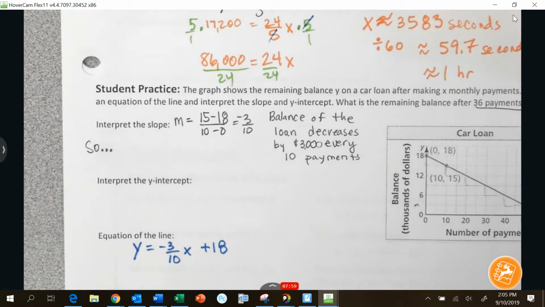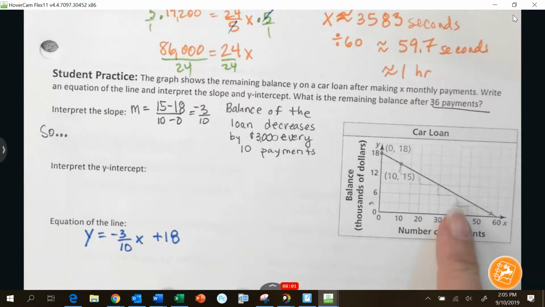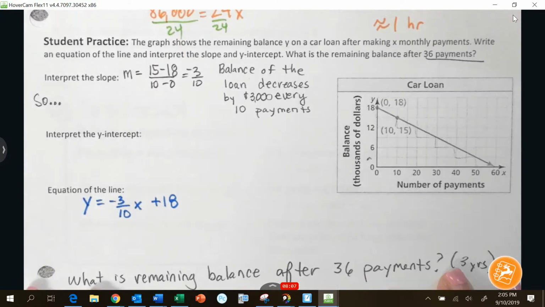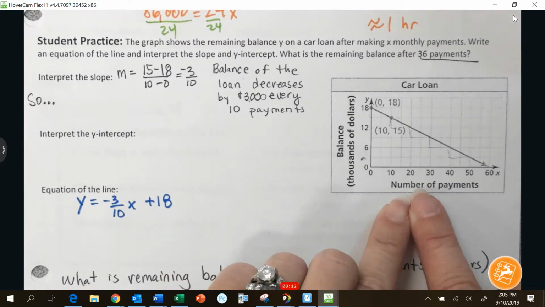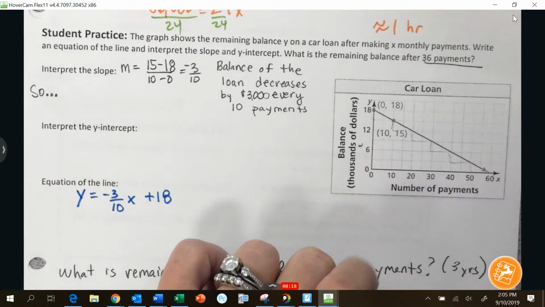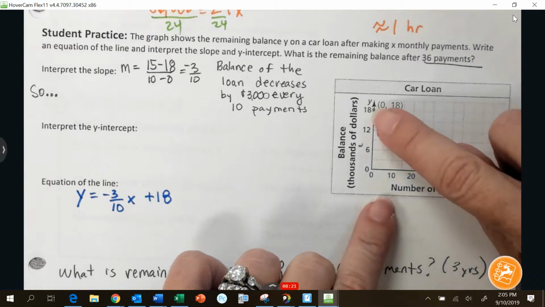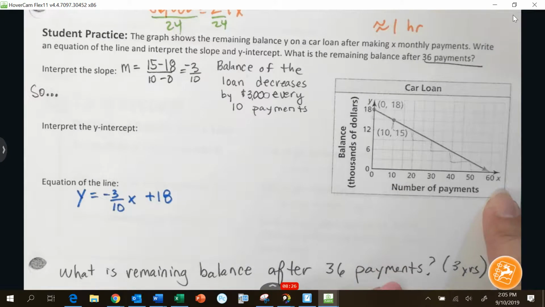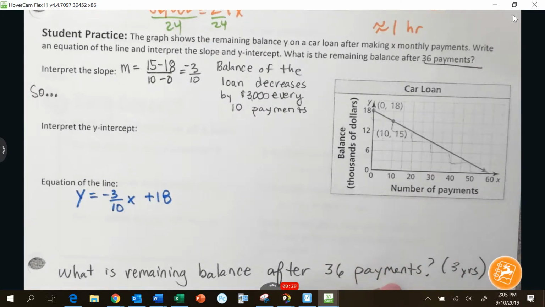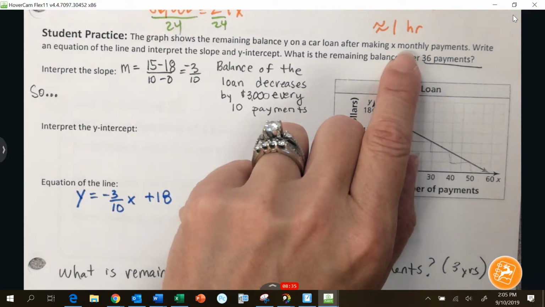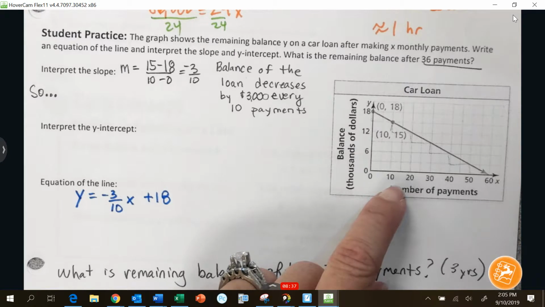Okay. So in this situation, we have a car loan, which is a real life application for a lot of us. Someday you might have a car loan as well. At the bottom, the x-axis says number of payments. On the y-axis would be the balance, and it says in thousands of dollars. So this is not 12, this is 12,000. But the number of payments are like 1, 2, 3, 4, 5, 6, 10, 20. It also says up here in the directions that it's monthly payments. So it's like paying per month. So when you see 10 payments, that's not 10 years, that's 10 months.